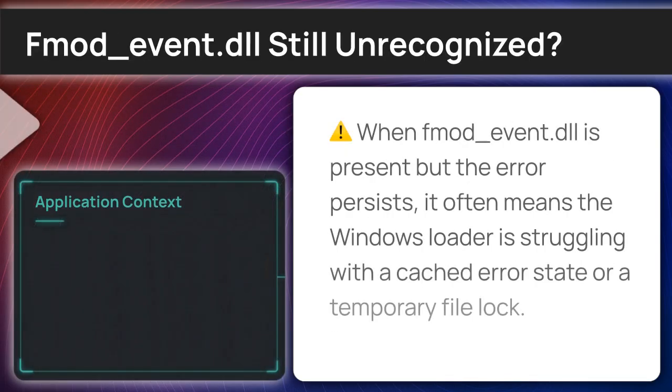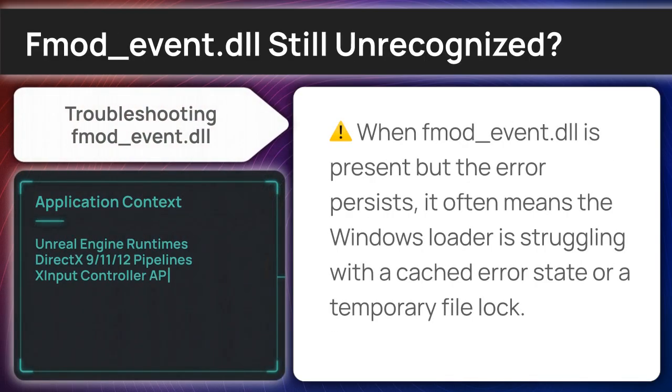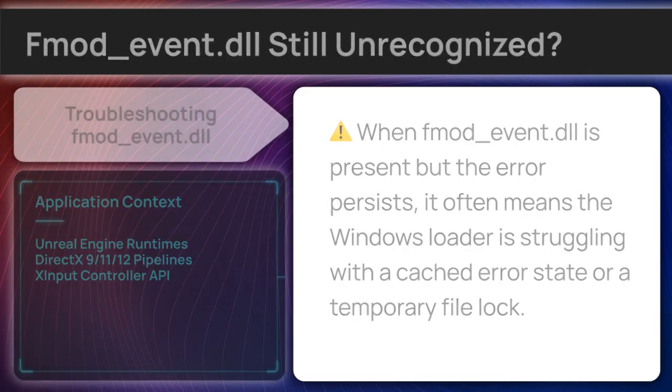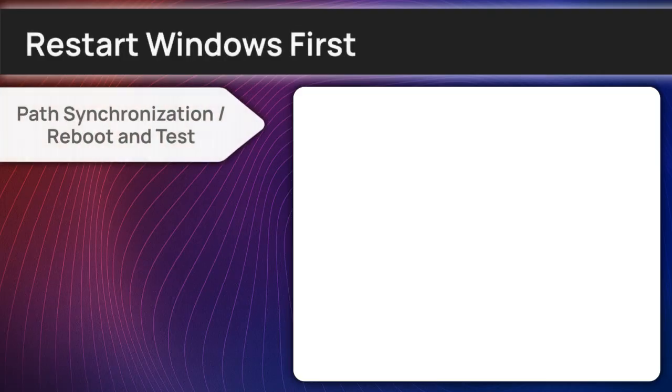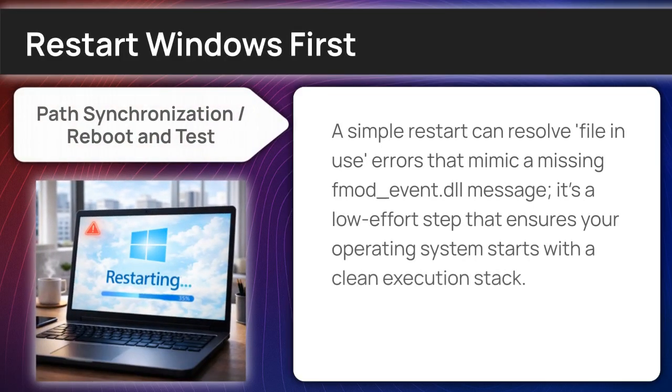Should the file remain missing after a reinstall, we need to ensure that the operating system is forced to re-index its shared library paths. Performing a restart can determine if the error is just a transient environment glitch. A reboot refreshes your system's path variables and can sometimes re-establish a broken link to the FMOD event library file.